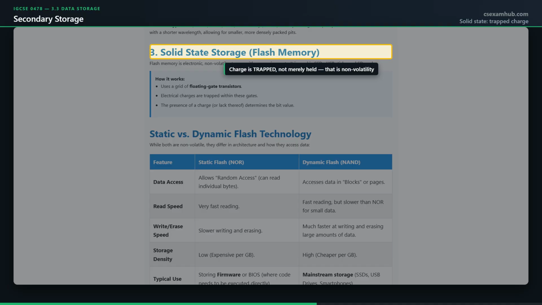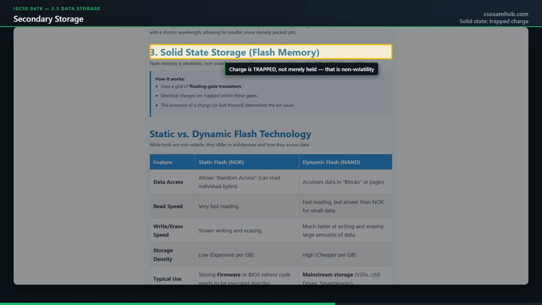That is what makes flash memory non-volatile, a trapped charge with nowhere to leak to. Whether a charge is present or absent determines the bit value. Compare that with DRAM from the last lesson, where the charge sits on a capacitor that leaks and needs refreshing thousands of times a second. Same idea, store a charge, but here it is trapped rather than merely held, and that single difference is volatile versus non-volatile.